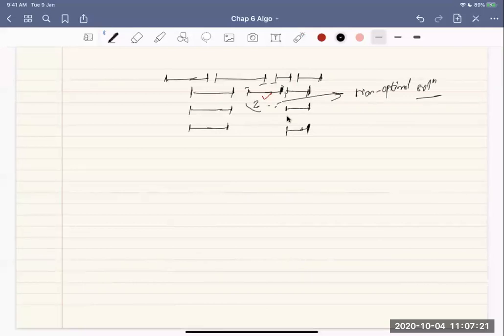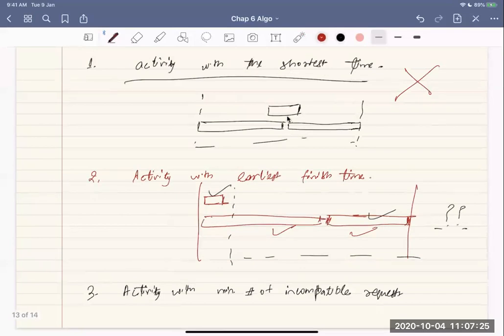Okay, so this was an interesting design. But yeah, so that means this is again not a greedy property. That is not an optimal property. So we are left with two. That is, choose the activity with the earliest finish time.